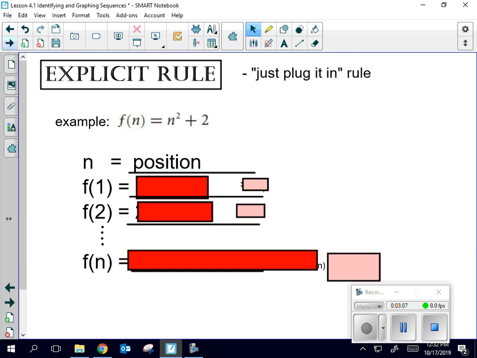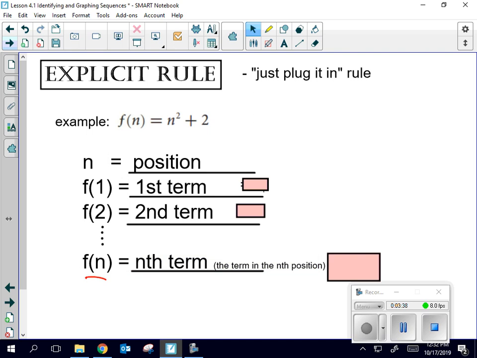Well, what does f of 1 mean? And what does f of 2 mean, and so forth? Well, I told you f of n stands for the term, so if it's f of 1, it would be the first term. If it's f of 2, you would have the second term, and so forth. F of 3 would be the third term. If you get all the way down to f of n, well, that's just the nth term, right? If I plug in 4, it's the fourth term, the fifth term, the sixth term. Well, f of n would be the nth term. Just the term in the nth position.